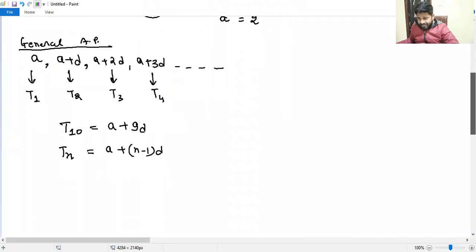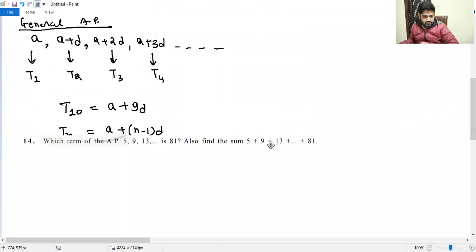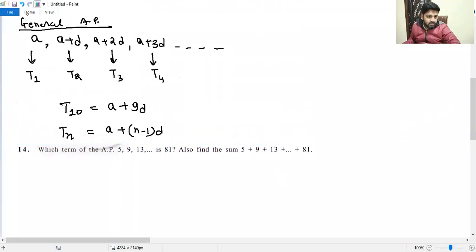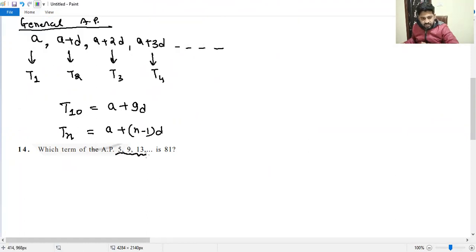Okay, so we'll take an example. Which term of the AP 5, 9, 13 is 81? Okay, so we have to find which term of this arithmetic progression is 81. So by using this formula, we can calculate this question, using the nth term formula of the arithmetic progression.